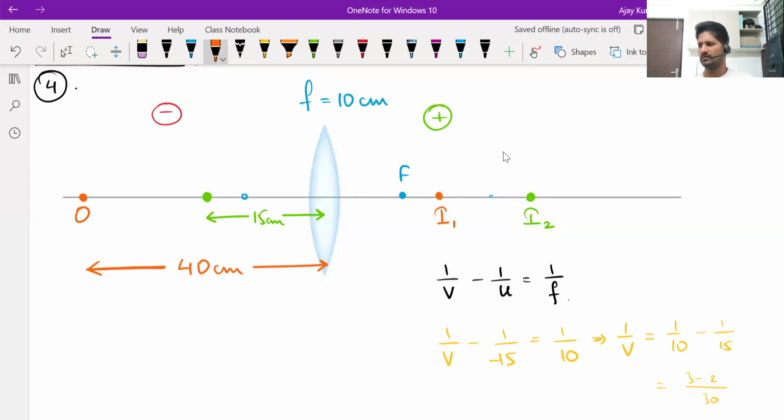And I told you one property in the first class itself, first class or second class. When a real object forms a real image, their positions get interchanged. You can take the object to the image position, and the image will come to the object position. Okay. Now see what has happened here. First case, we took object distance 40. Where is the image forming? 13.33. 13.33 is between f, the focal length, and 2f, because focal length is 10 and 2f is 20. 13.33 is somewhere between those two.